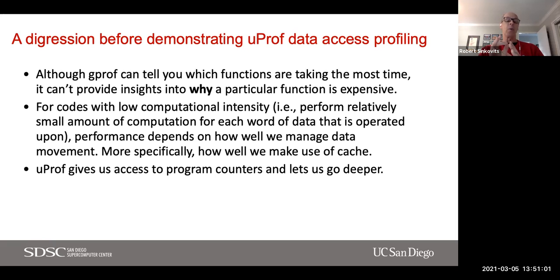This is especially true when we're working with codes that have a low computational intensity. By this, we mean that it performs relatively little computation for each word of data that is operated upon. The performance is going to depend very critically on how well we manage data movement, and in particular, how well we make use of cache. So Gprof gives us access to program counters and lets us go deeper.